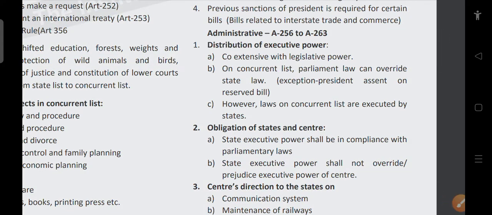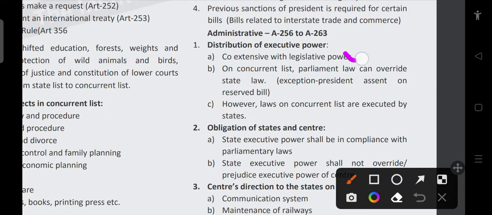Distribution of executive power is coextensive, just like legislative power. On the concurrent list, parliament law can override state law. So the exception is the president. If the president gives assent to a certain bill, then parliament cannot interfere or override it. Our laws on the concurrent list are executed by the state.